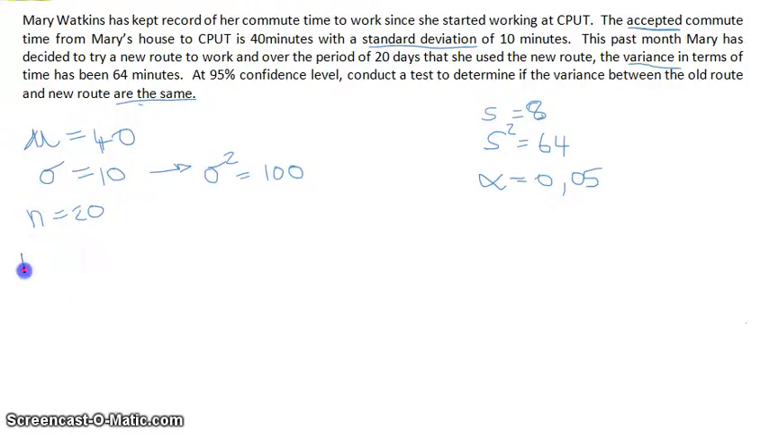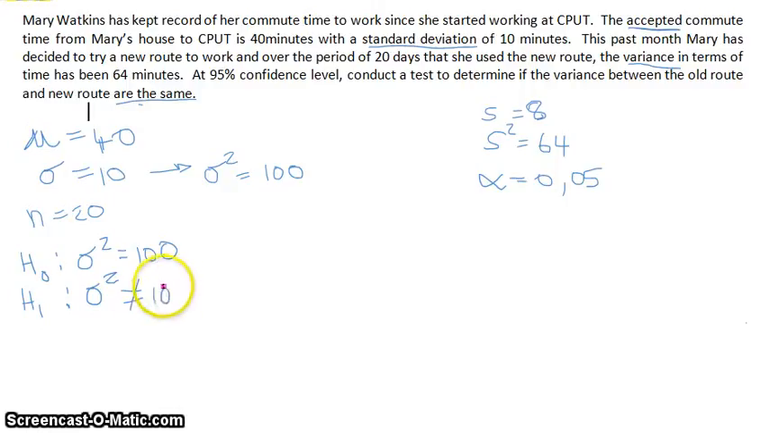So how will we state our null hypothesis? Our null hypothesis will have the population parameter in it. And because it is variance we are testing, this is a chi test. We need to test the variance of the old route and the new route. Using the population data, we'll say the variance is equal to 100, and therefore the alternate hypothesis will say the variance is not equal to 100.